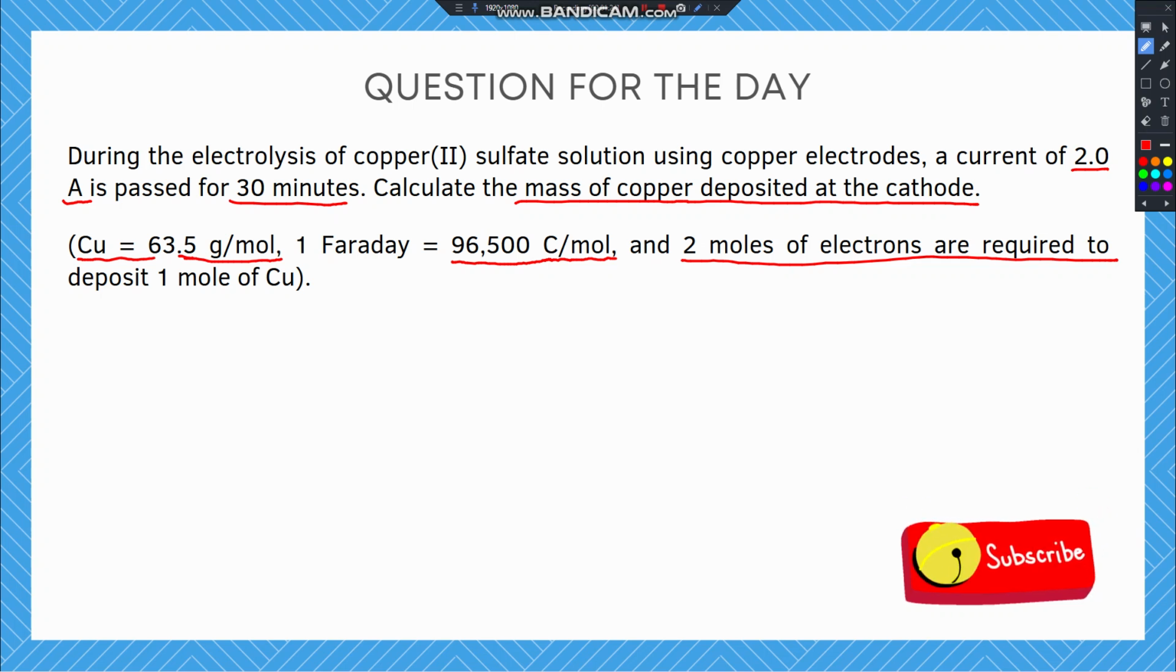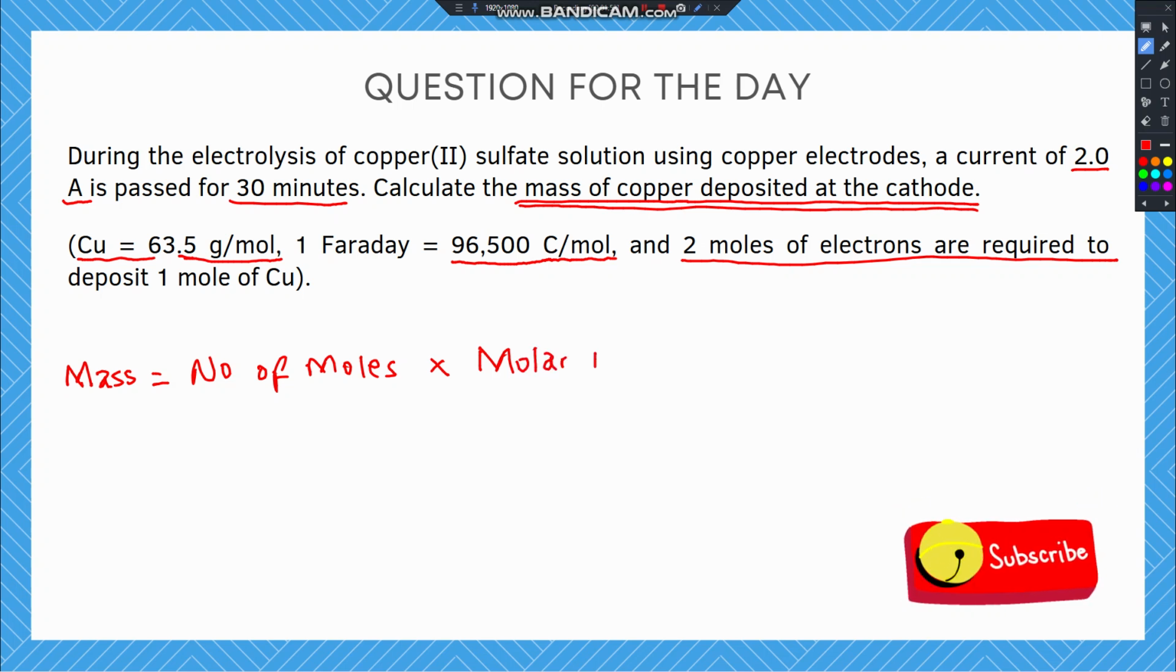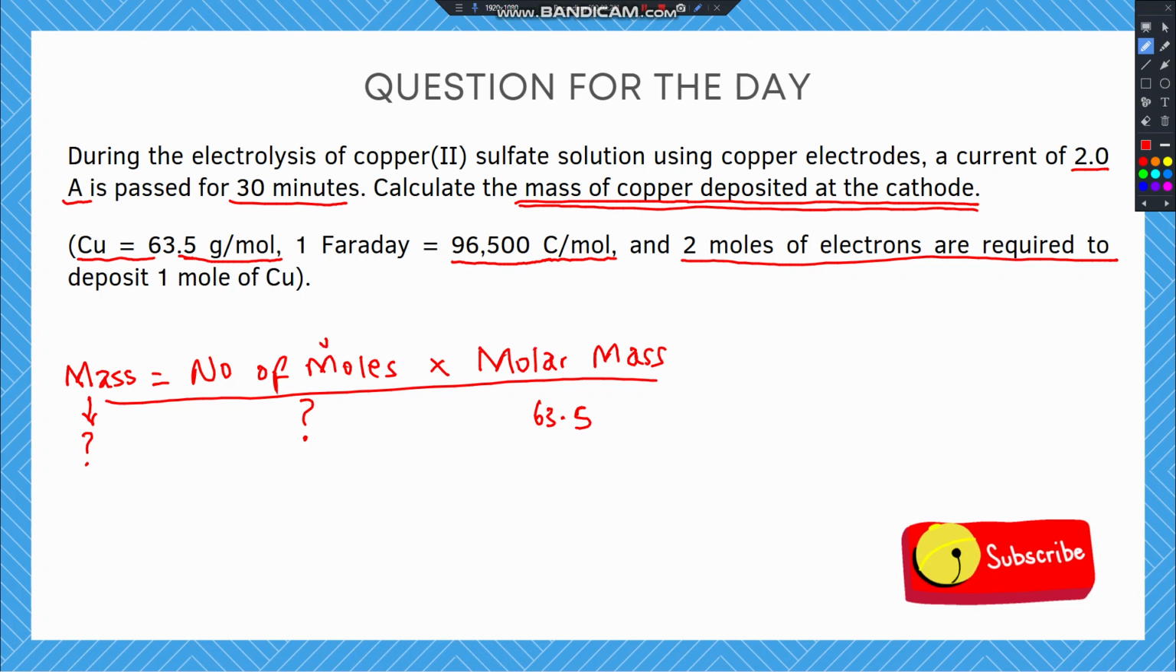So now, the first thing we need to understand is the formula we are to use to get the mass of copper that is deposited. Since this question combines stoichiometry and electrochemistry, remember that the mass of a substance is equal to the number of moles of that substance multiplied by the molar mass of the substance. Now, we don't know what the mass of copper is because that's what they told us to find. And we do not know the number of moles of copper because they did not give it to us in the question. But we have the molar mass of copper, which is 63.5 grams. So in order to use this formula, we need to find the number of moles of copper.